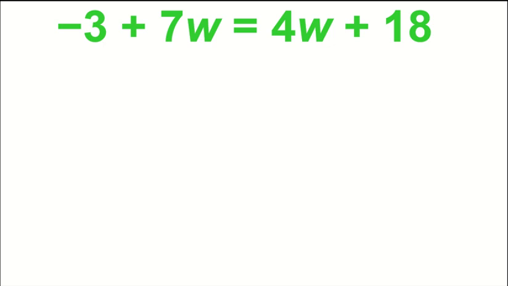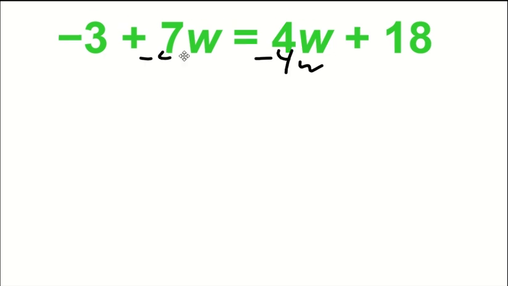All right, so if I've got that equation, negative 3 plus 7w equals 4w plus 18, which one do I want to move? We want to move the 4w. We're going to move it by doing the opposite. So it's a positive 4w, so I go minus 4w. Just like with anything else with equations, if you do something to one side, you got to do the same thing to the other side.